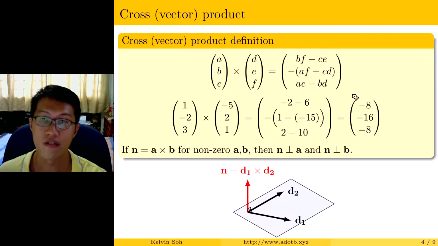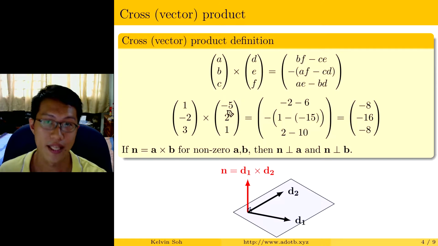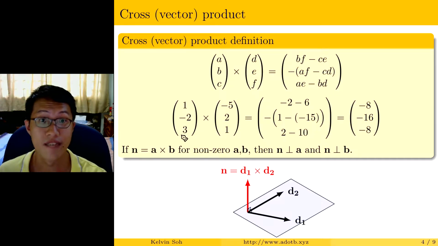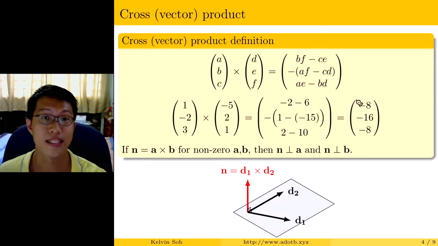To get the first component of the final answer, we cover up the first row and go in the cross motion. Take -2, multiply with 1, go across this way. Then we go the other direction, 2 multiplied by 3 gives us 6. For the first component, we take -2 minus 6 to get this first component answer as -8.